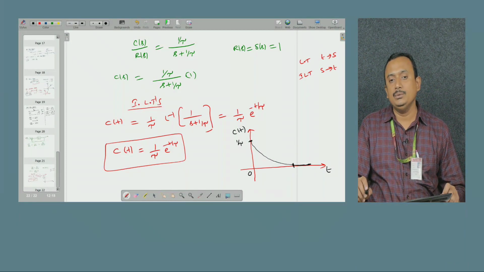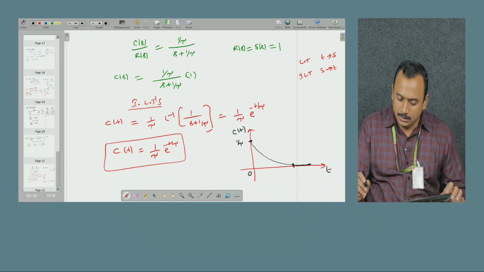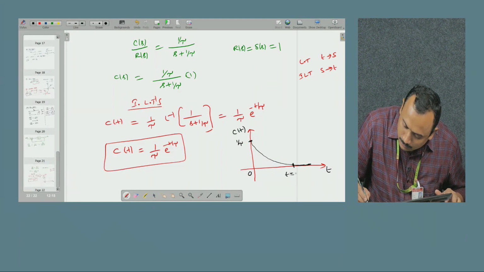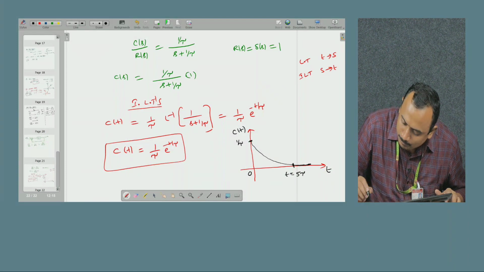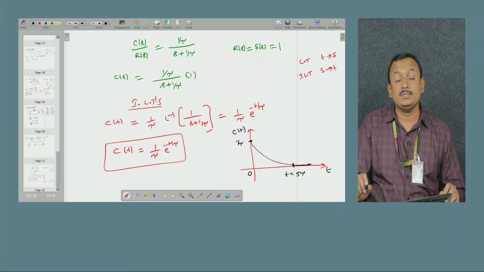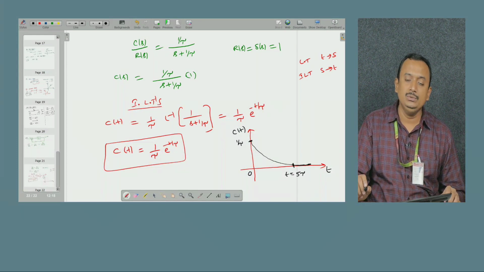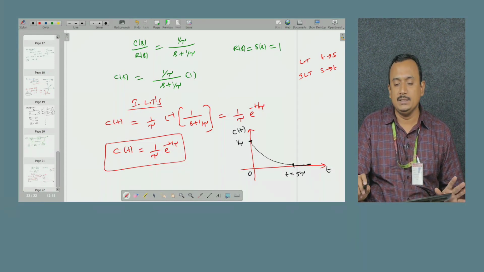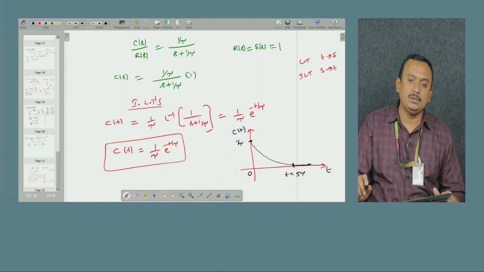But if you do the same practically, we find that at t equal to 5 tau, the system response almost reaches 0. We can say C of t equal to 0. So this is a very important question.